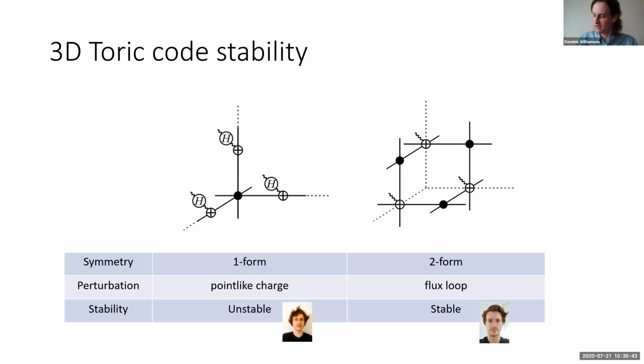And then I think because I'm at the end of my time, let me just quickly summarize. So for this 3D toric code, in one basis, we still had these point-like charges and this internal one-form symmetry that was similar to 2D, and that one ended up being unstable. But we could have this different kind of symmetry that couldn't happen in 2D in a non-trivial way, which is this two-form internal symmetry. And the perturbations in that case were these flux loops that were constrained to appear as loops, which ended up being enough to make it stable.